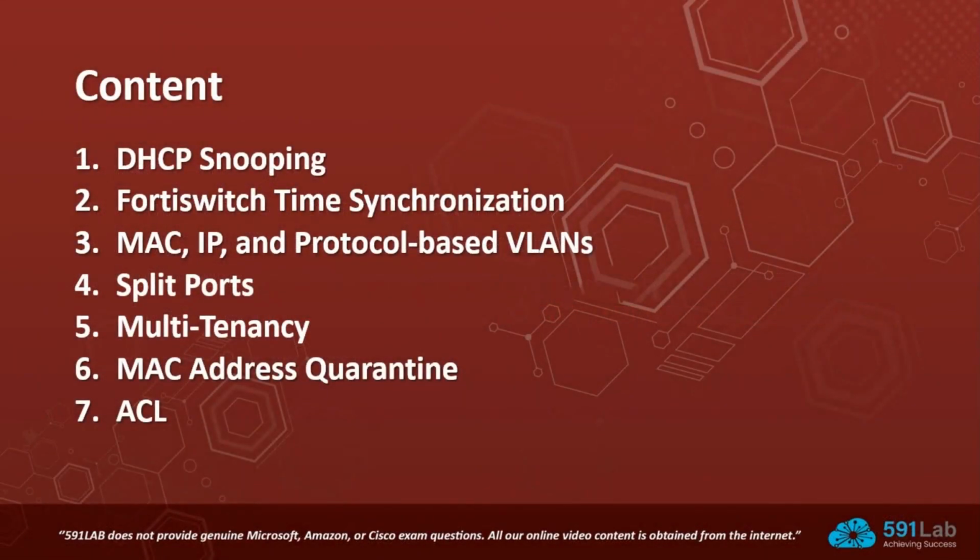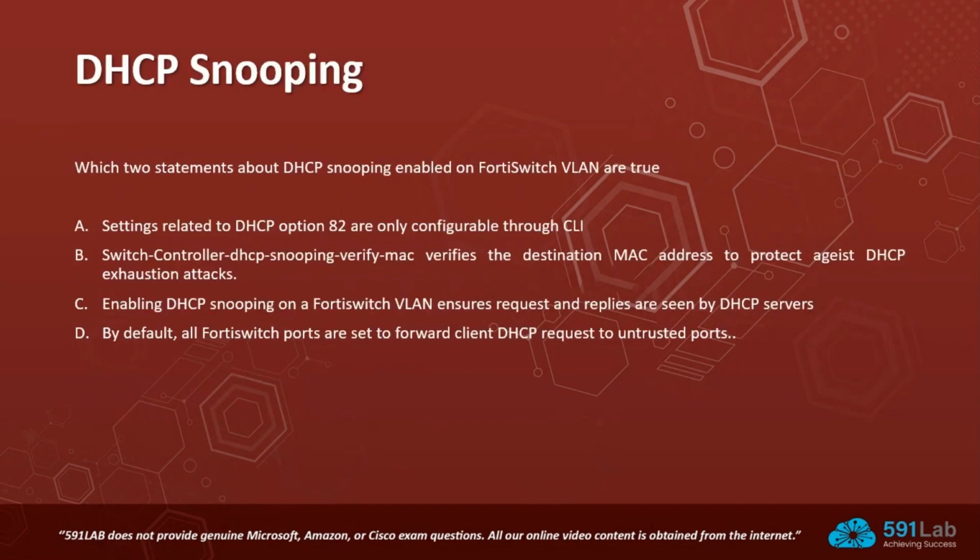Let's go through the content we will be discussing today. Number 1. DHCP snooping. Number 2. FortiSwitch time synchronization. Number 3. MAC, IP and protocol-based VLANs. Number 4. Split ports. Number 5. Multi-tenancy. Number 6. MAC address quarantine. Number 7. ACL. Okay, let's move on to the first question.